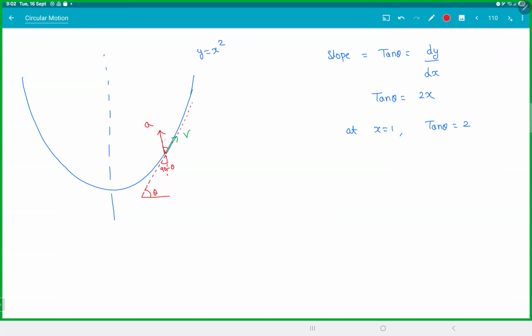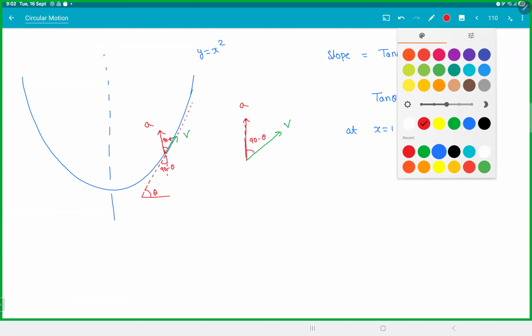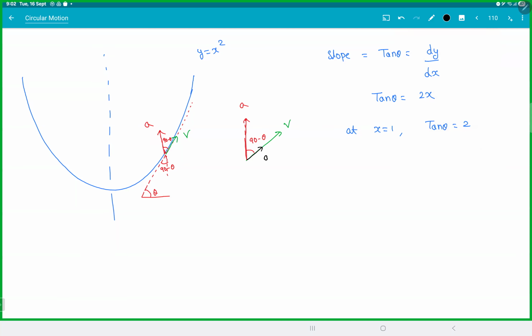And this angle will be 90 minus theta. Just now I told you, the component along the velocity is tangential, and perpendicular is centripetal. So I'll just draw the picture here. This is v. This is the net acceleration a, because there is no horizontal acceleration. This angle is 90 minus theta. This component will be a cos(90 minus theta), which is a sin theta, and this is your a tangential. This will be a cos theta, which will be a centripetal. So a centripetal is a cos theta.